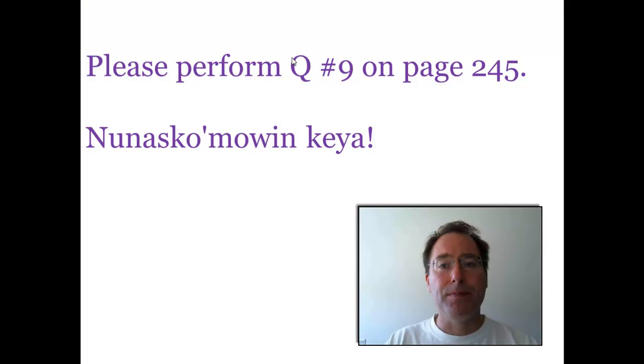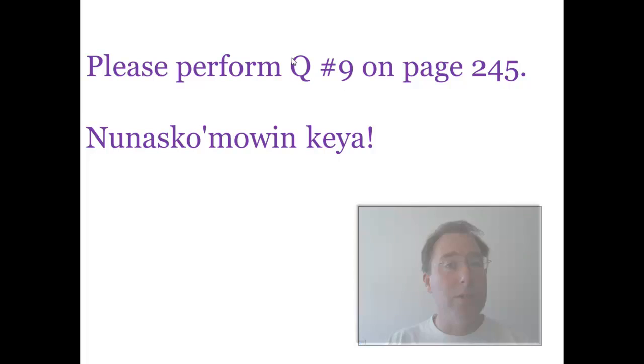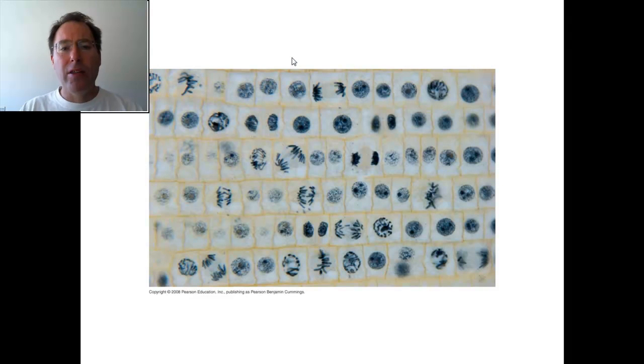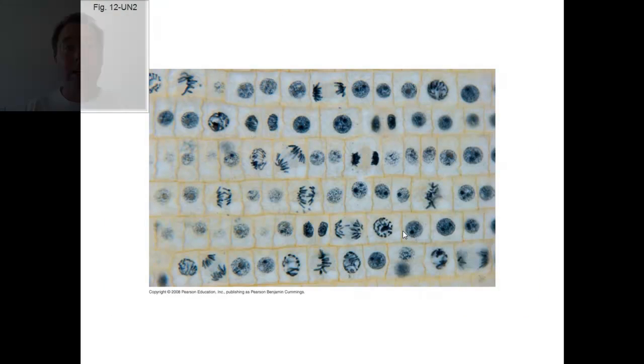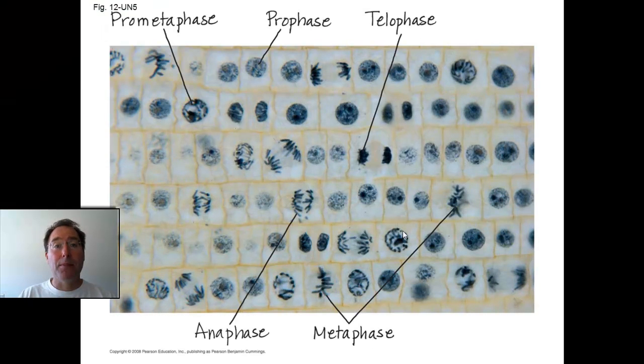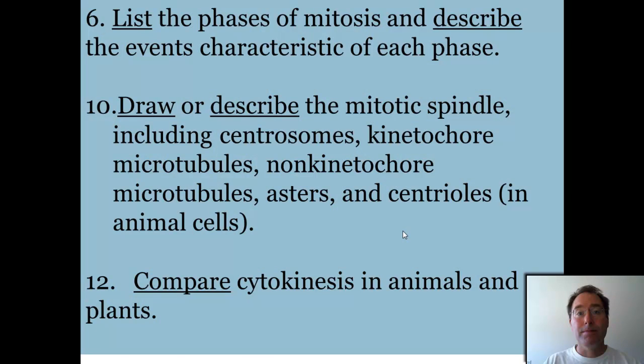Cleavage furrow. Make sure you try to answer this question on page 245, please. Here, try to identify as many of the different phases of mitosis as you can on this picture: metaphase, prophase, anaphase. Here are some examples. Please answer these objectives.